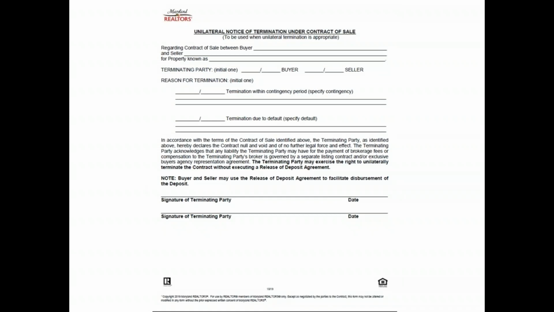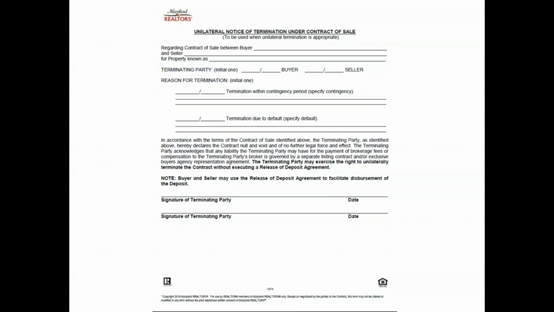There's also the new, or revised, I should say, standalone unilateral notice of termination. So again, if the contract or the law allows a party to terminate the contract, they can use the unilateral notice of termination to do so. And you'll note, because we get questions about this a lot, that there's no place for the other party to sign.